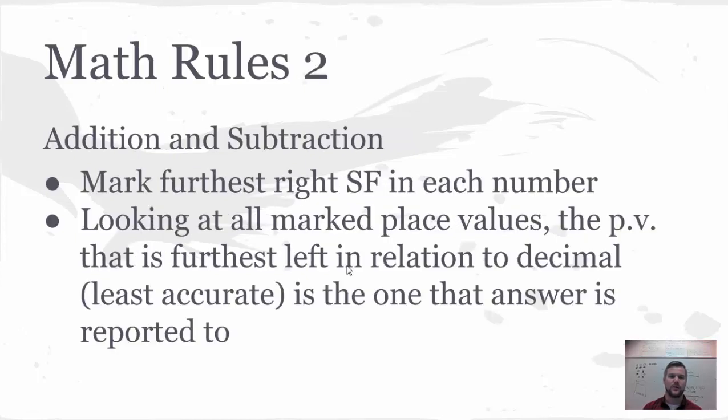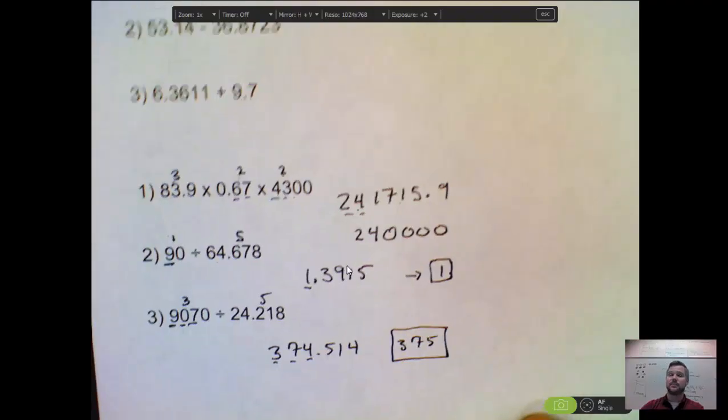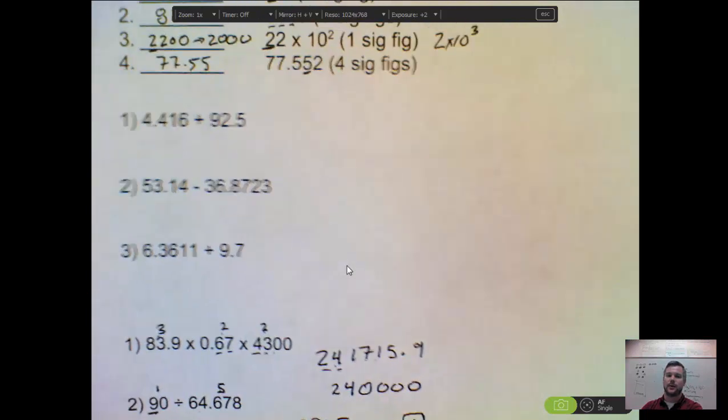The math rules for addition and subtraction work a little bit differently, and I would say they're a little more challenging just because we don't use this process as often, and it's not as simple as just counting. It's based on place values. So when you do your math here, you need to look at each of your numbers and say basically which measurement is measured least accurately, which means which has the last sig fig furthest left in relation to that decimal point. So we're going to mark the last place value in each number.